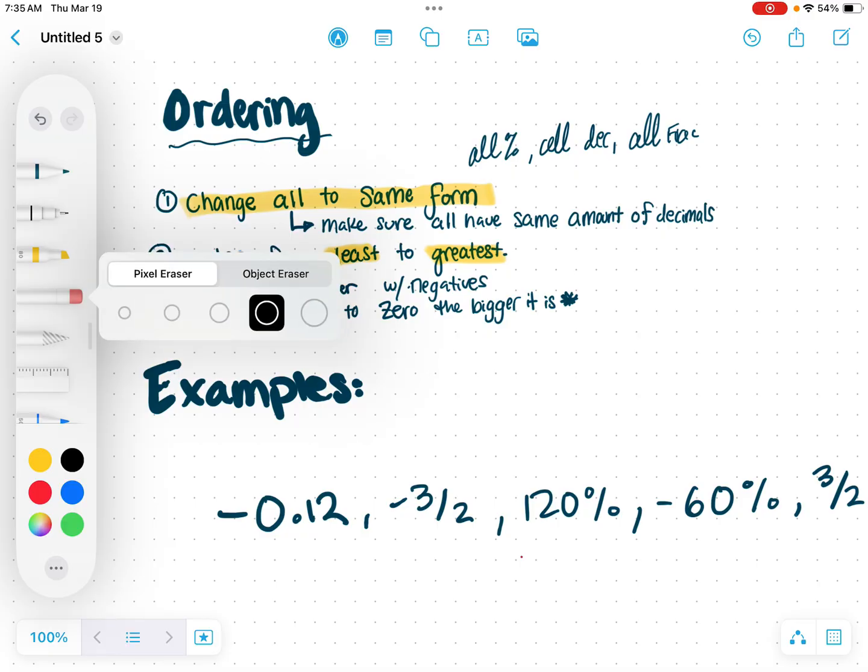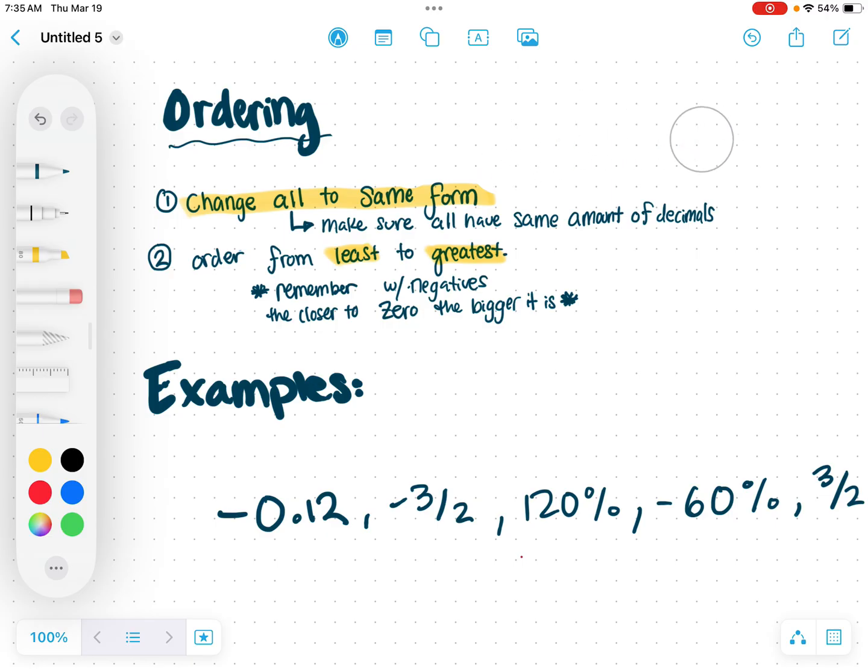The next thing you need to remember is that when ordering from least to greatest, the word least means smallest, and the word greatest means biggest. And when a negative number is closer to 0, it means it's bigger. Okay, so that means negative 1/2 is bigger than negative 2 1/2, because negative 1/2 is closer to 0.